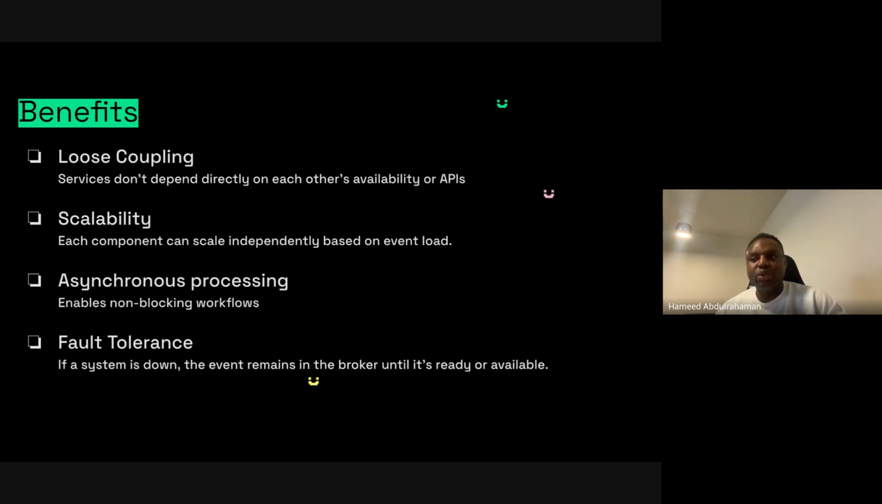And a very good thing about events is that you can store them in the broker. You can store this event, and whenever the service is up or available, the service can get these messages and process them again. So it's a very good benefit of an event-driven system.